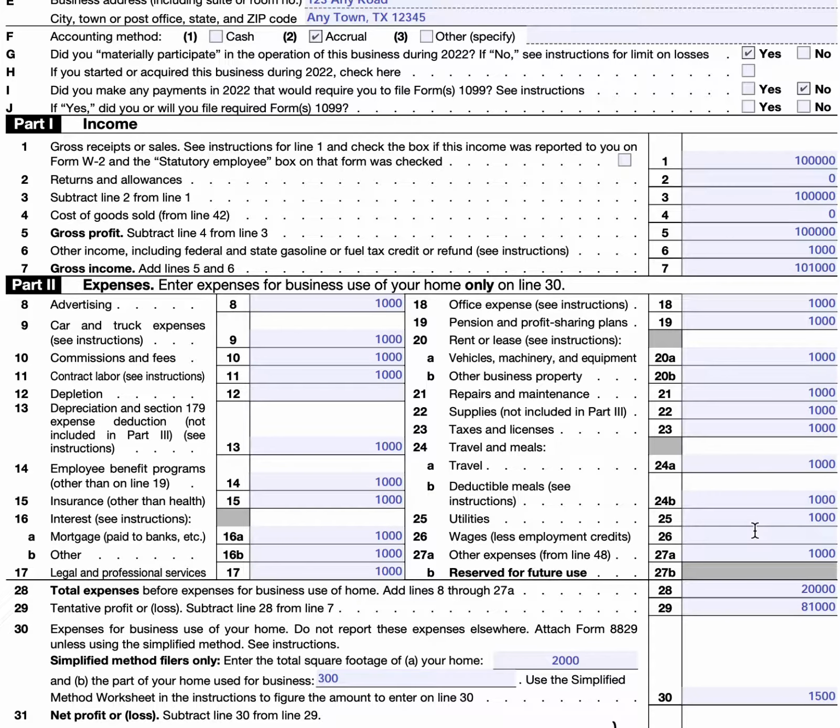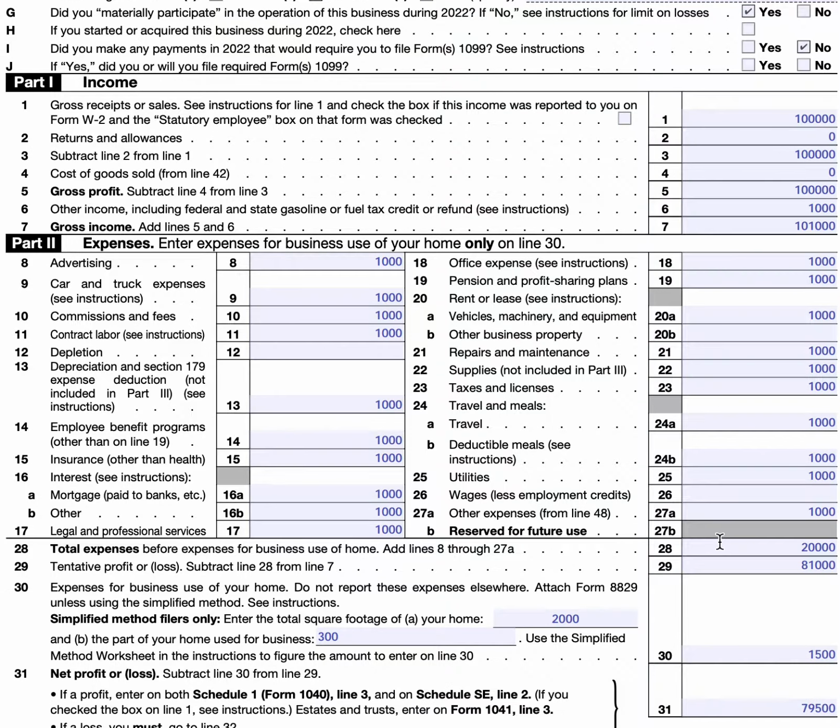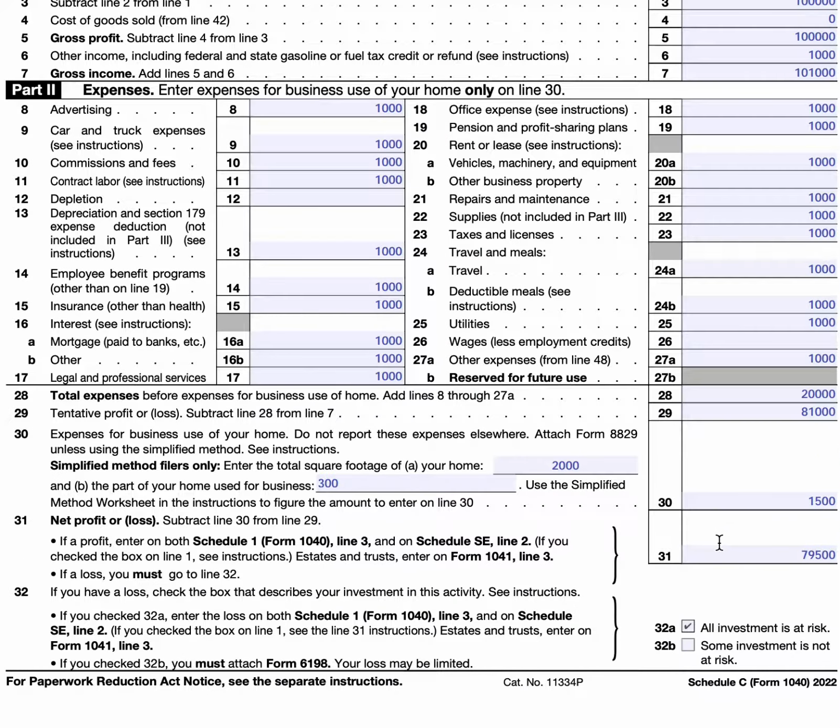In line 27A, that's a number that we're going to bring up from line 48, which we'll get to. And then line 27B, don't put anything in it. So in line 28, we're going to total all of the expenses that we just talked about, and we arrive at $20,000. So when we subtract that from our line 1 number, we're now at a tentative profit of $81,000.